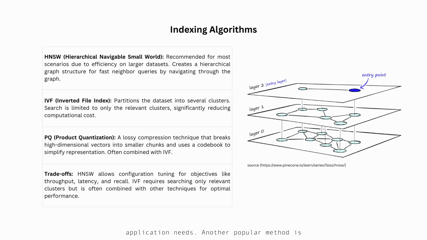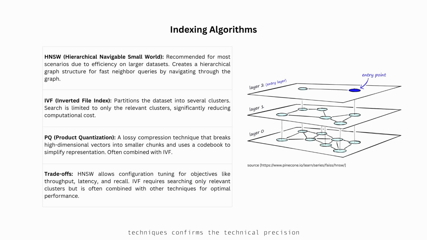Another popular method is IVF, or inverted file index. IVF works by first partitioning the dataset into several clusters. During a search, the system only needs to check the few clusters closest to the query vector rather than the entire dataset. IVF often works hand in hand with product quantization, a technique that compresses high-dimensional vectors into smaller representative codes, further speeding up search, especially in very high-dimensional spaces.